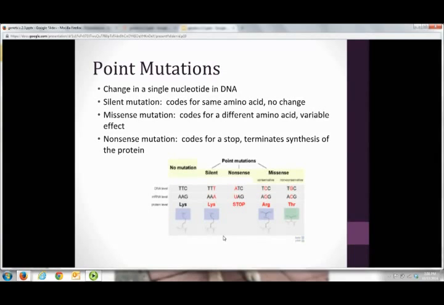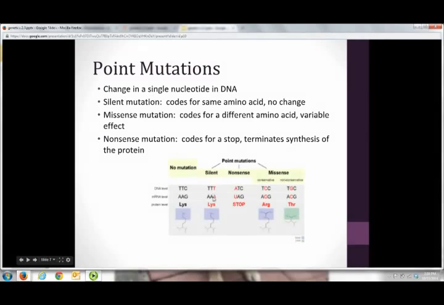We can also have point mutations, which are changes in just a single nucleotide in the DNA. These can have varying effects as well. The silent mutation is going to code for the same amino acid. There will be no change in the phenotype or the appearance of the organism. This is often the best result because it will code for the same exact thing. The reason this happens is because there is the redundancy in the genetic code. And here is an example of a silent mutation. You can have a change here and it's still going to code for the same amino acid as it did here.